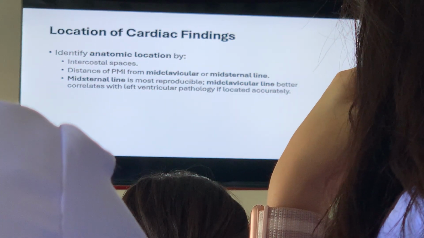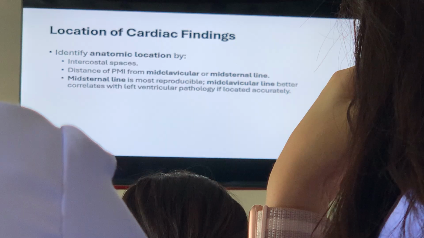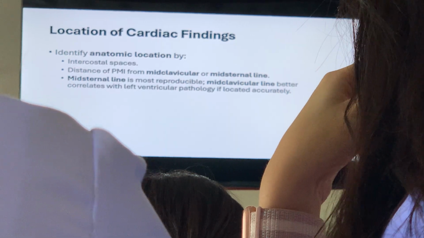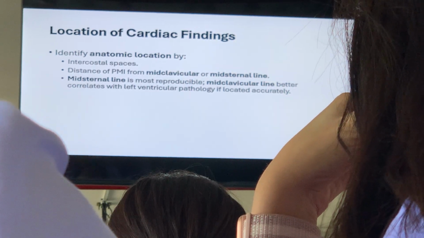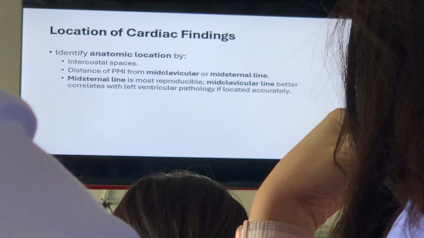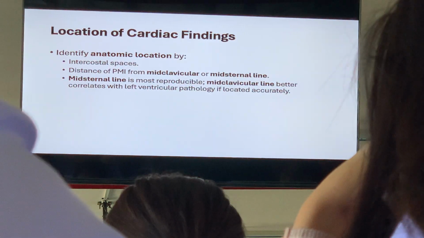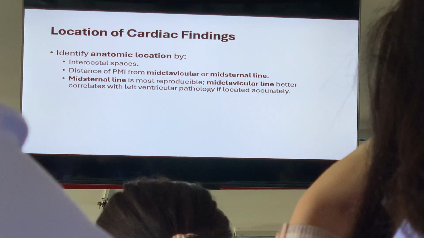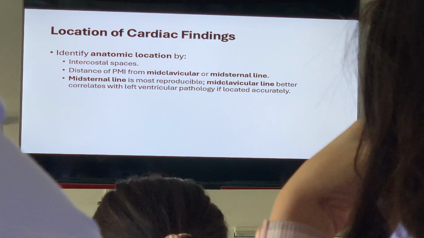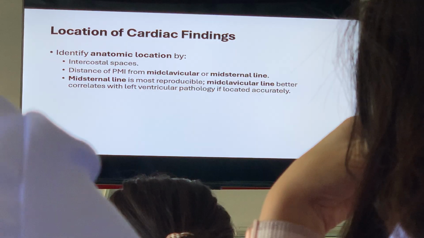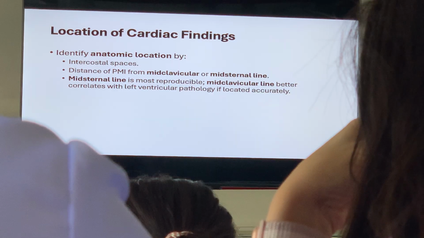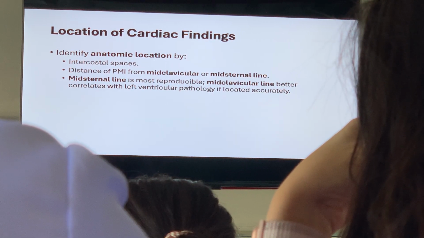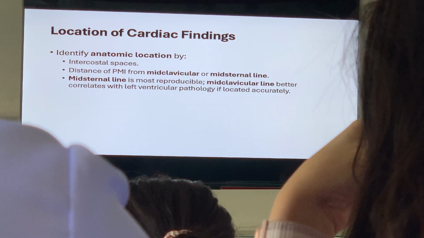So, locations of cardiac findings. It's important to identify the anatomic location because different valves, different problems of the heart can be localized to a particular location of the heart. So you have to identify the intercostal spaces. The heart usually occupies the second to the fifth intercostal space. Anything beyond that is abnormal. So you have to measure the distance of the PMI from the midclavicular or mid-sternal line, as I mentioned. What's normal is it should always be medial. It should not be lateral to the midclavicular line. If it's lateral, the heart is enlarged.